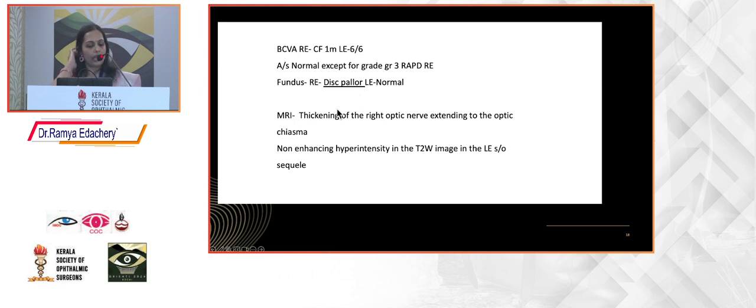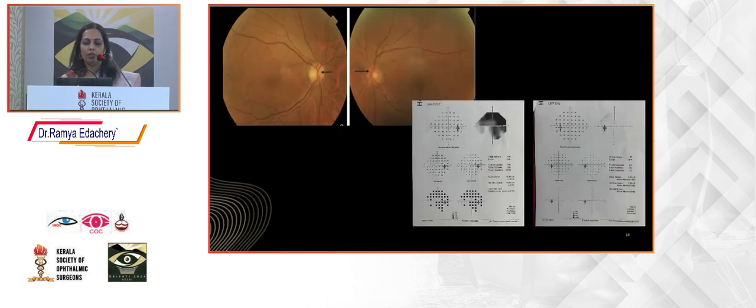And the MRI, I don't have the picture, sorry. It showed thickening of the right optic nerve extending to the optic chiasma. You should note that it is extending up to the optic chiasma. It's a long lesion. And even in the left eye, there was non-enhancing hyperintensity suggestive of a previous attack. So this was his fundus. The right eye shows a disc pallor and the right eye has a field defect.